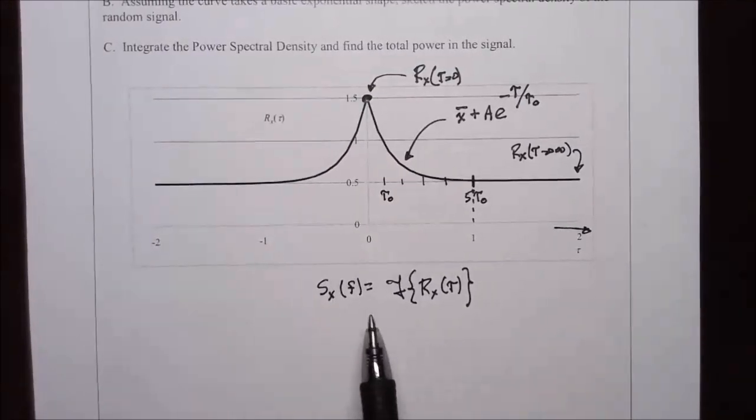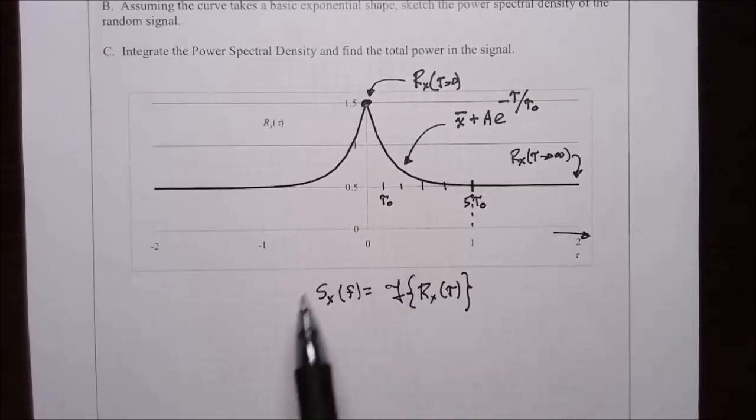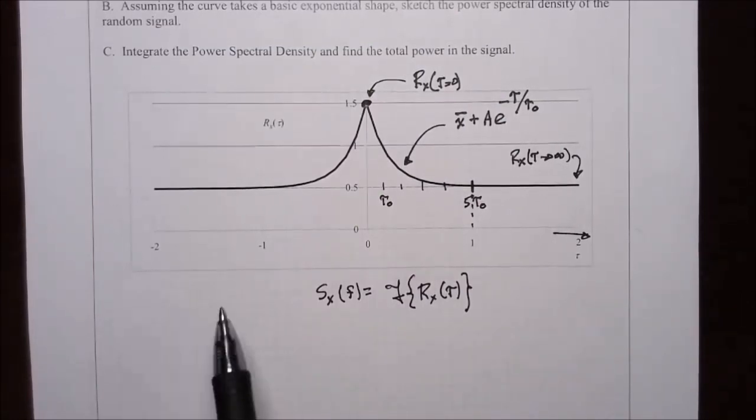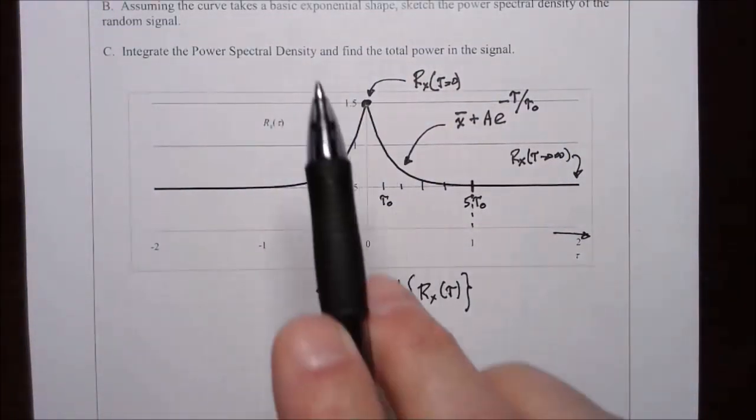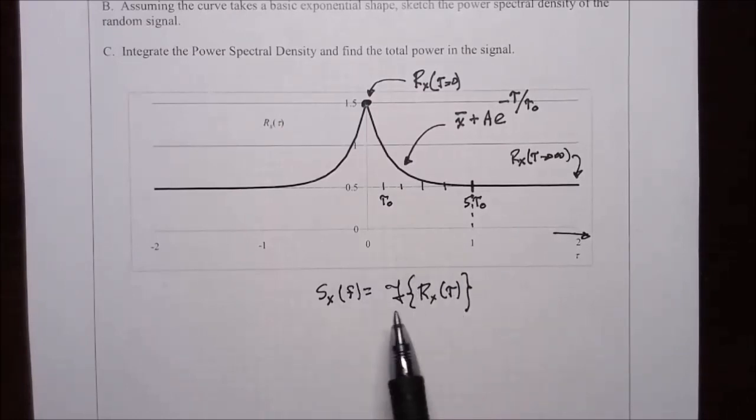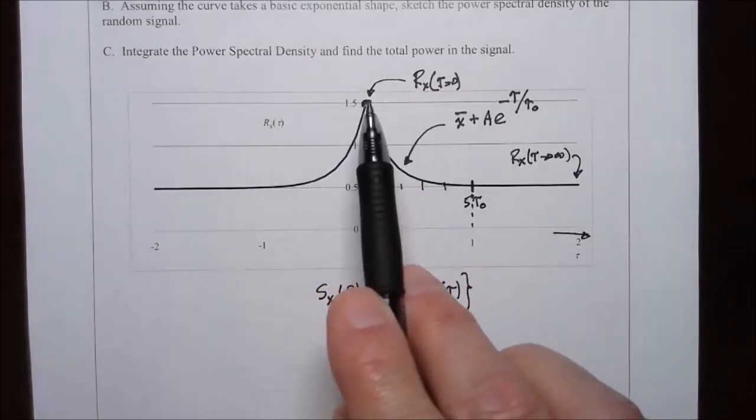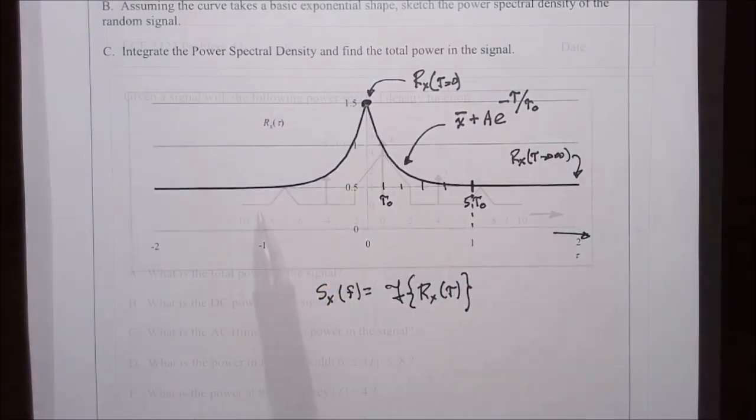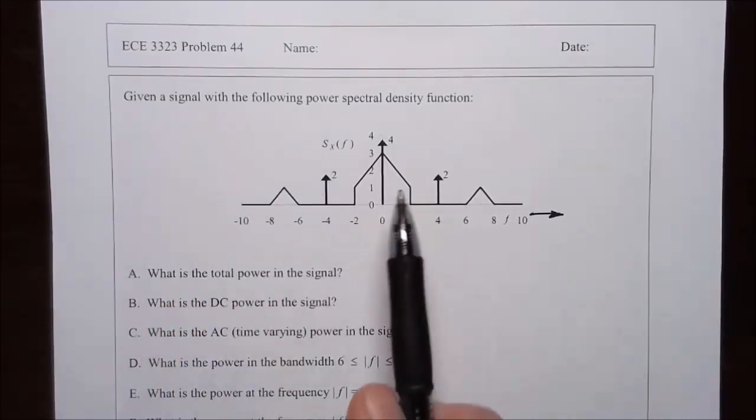And now what I want you to do, after you've sketched this power spectral density, and I'll let you work out what the shape of that looks like, is integrate this power spectral density and find the total power in the signal, and the value you get from this integration needs to match the value you got from the autocorrelation.